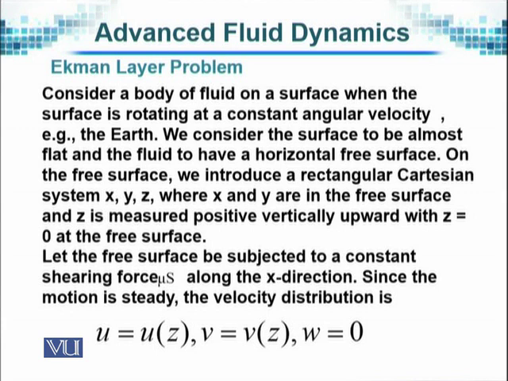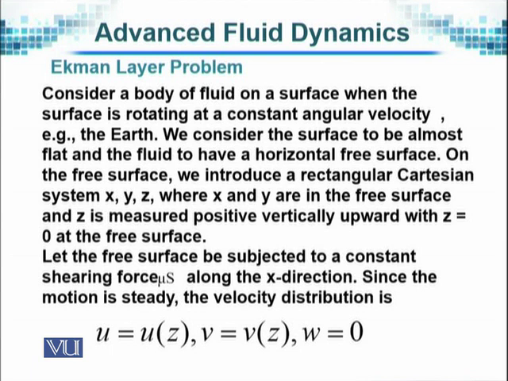On the free surface, we introduce rectangular coordinates x, y, z. x and y are along the free surface, while z is measured positively in the vertical upward direction. So the upward direction is considered to be positive, and that means that if we go below the origin in the downward vertical direction, that will be considered as negative movement in that direction.